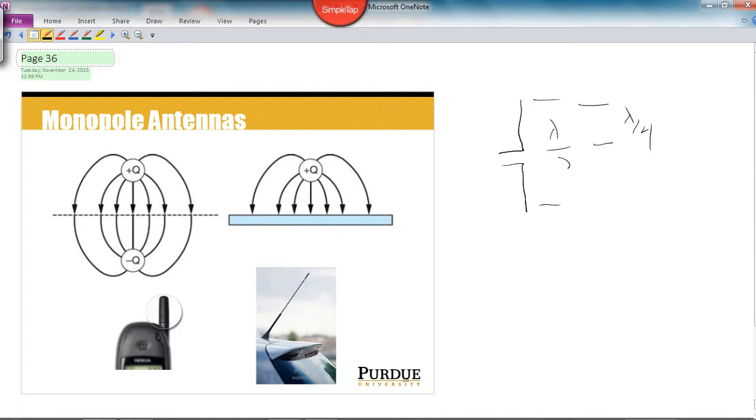So some common examples of monopole antennas, and the reason I bring this up is that that's what happens on a cell phone. It's using the Earth as the ground plane, and your car antenna does the same thing. These are typically quarter wave monopole antennas, which is just half of the antenna with the other side of the feed connected to Earth ground, right?